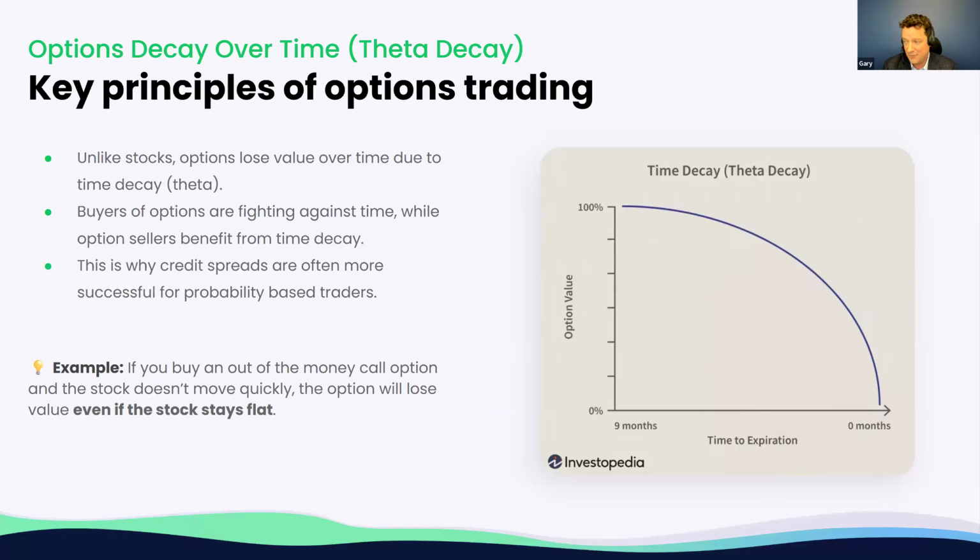On the other hand, option sellers benefit from this decay. Time is on their side because they collect premium and profit as the time value erodes. These are two types of strategies. This dynamic is a big reason why credit spreads and other premium selling strategies tend to be more successful for probability-based traders. You're aligning your strategy with both profitability and the natural decay in the option. We'll show you how we can take advantage of that in the tool. For example, if you buy an out of the money call and the stock doesn't move quickly enough, the option will lose value, even if the stock price stays completely flat. This time decay is constantly working against the option buyer.